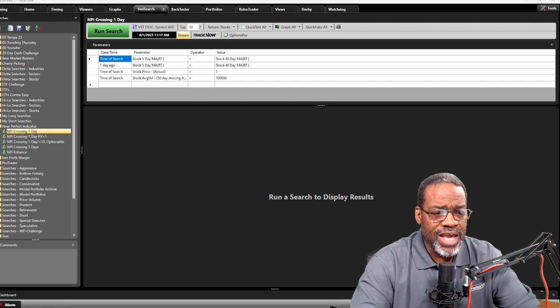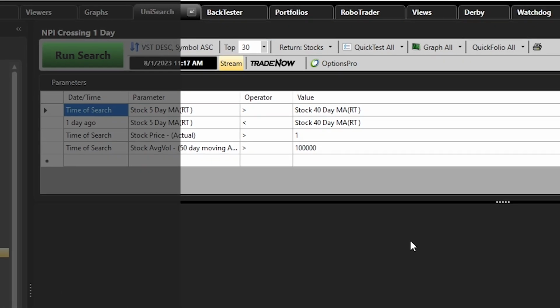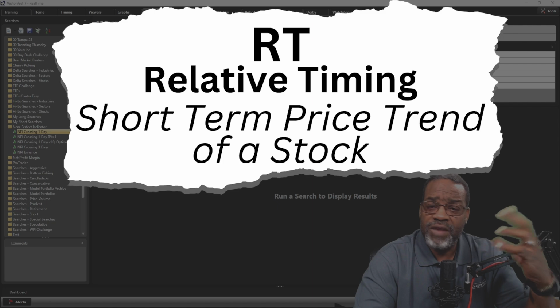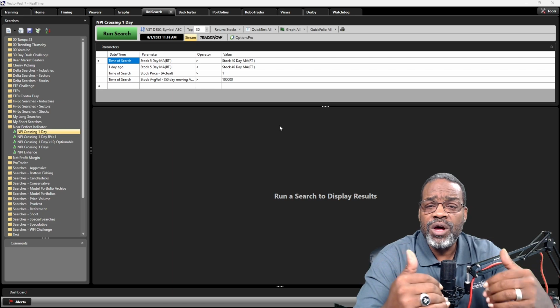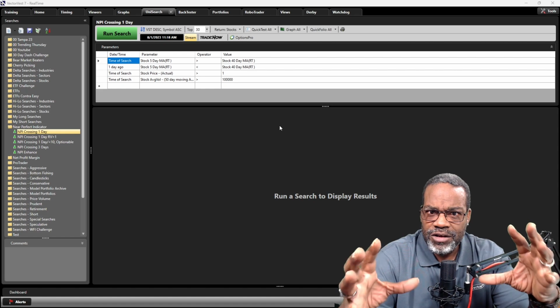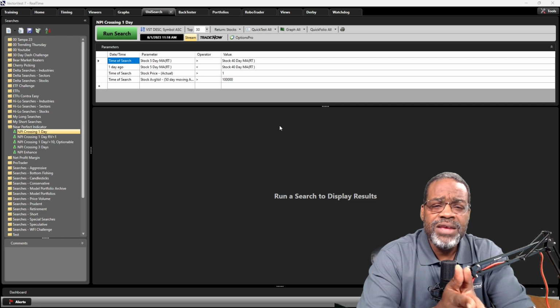Here's a search that's looking at the MPI Crossing 1 day. I've got a couple of different variations, which I'll talk about in a second, but this is where it stems from. It's using moving averages of RT. RT is relative timing, only found in VectorVest. It looks at the short-term price trend of a stock. RT above 1 on a scale between 0 and 2 is favorable, below 1 is unfavorable. But this is a technical technique, so it's not looking at fundamentals like RV and RS. It's looking at the technicals, or moving averages, on RT.